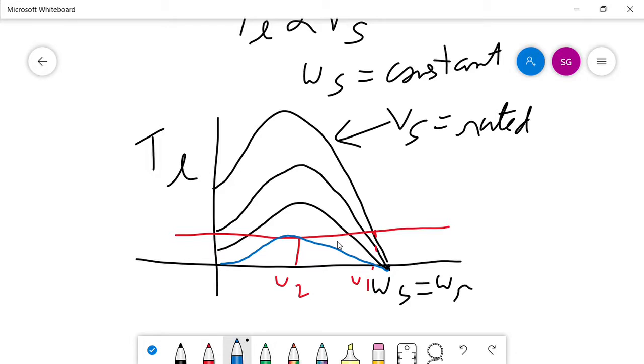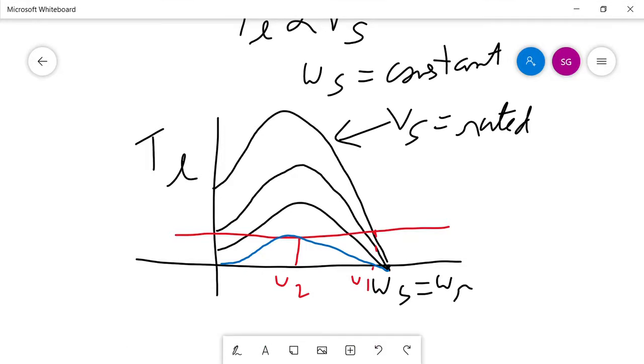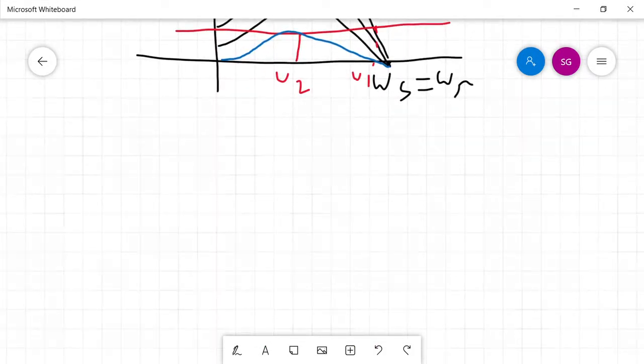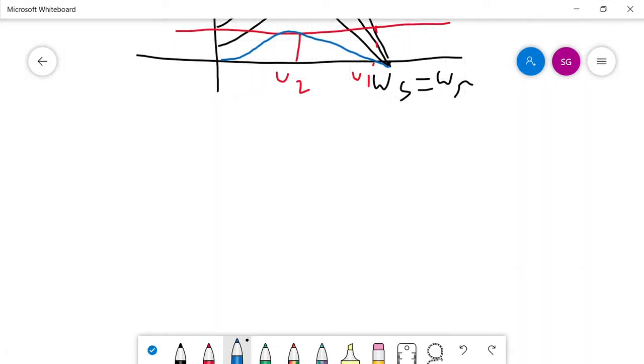Now the second thing is changing the frequency. So next thing we will do in the next class.